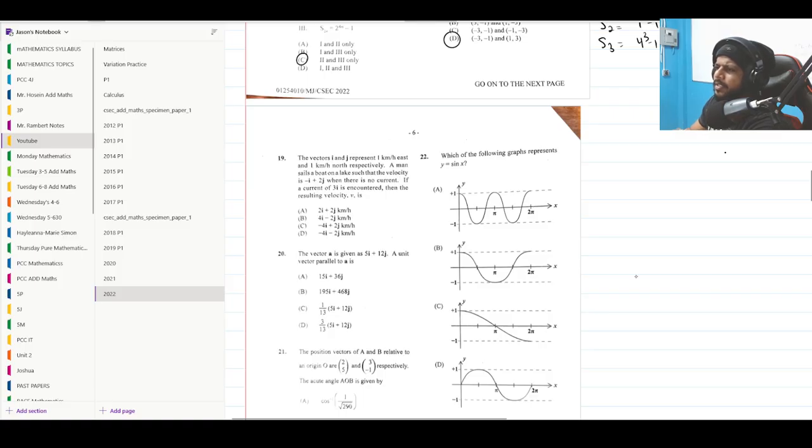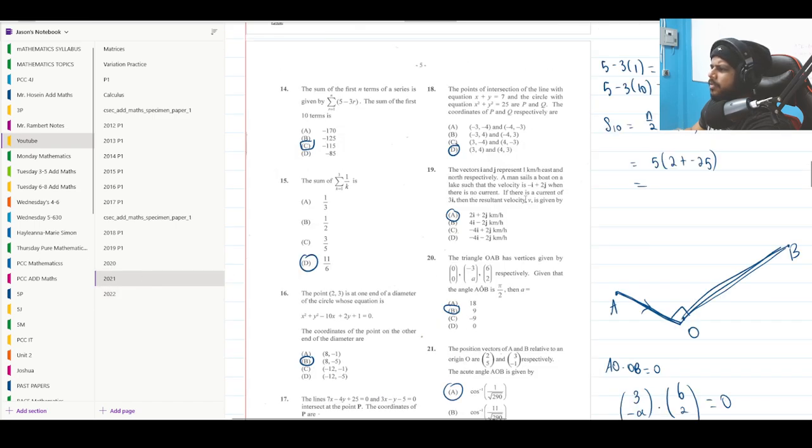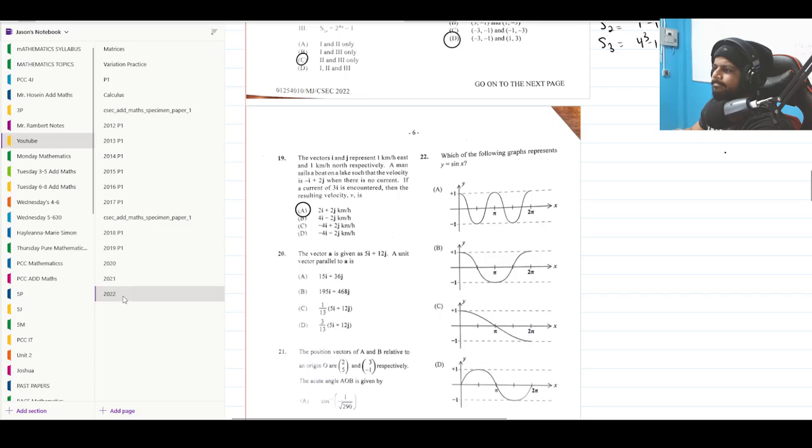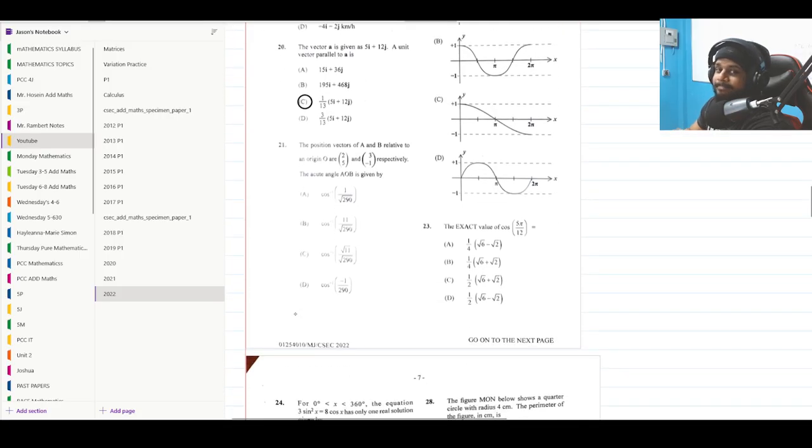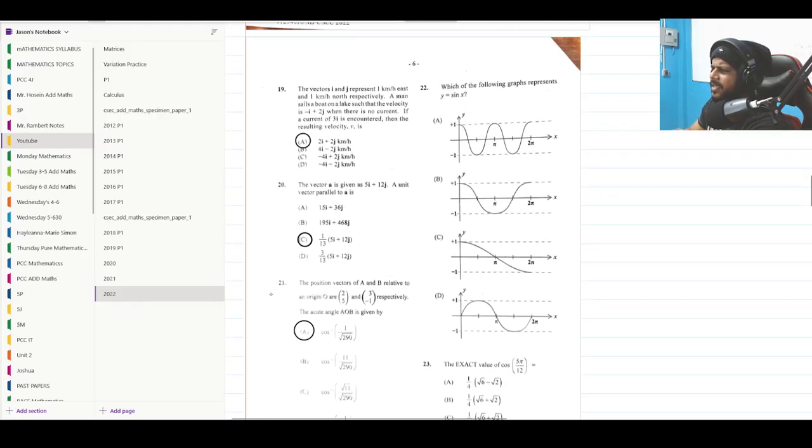I think this is the same question here, so this answer was A. So let's double check. Vectors minus i plus 2j, if a current of 3i is encountered. Repeat. Sin x starts at the origin, repeat.